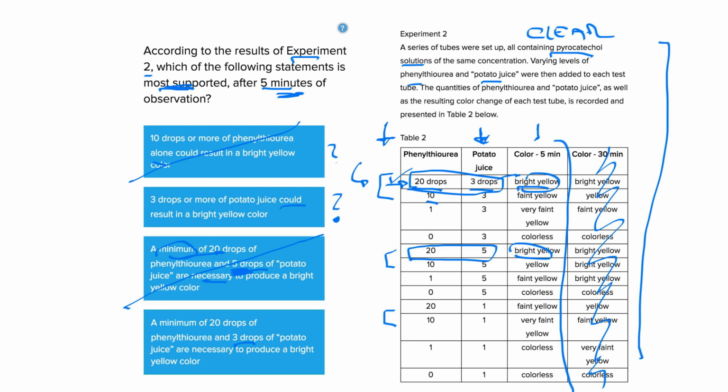So since 3 is less than 5, it would seem that what's most supported is that 3 drops of potato juice and 20 drops of phenylthiourea do produce bright yellow. So this seems like the right answer after all. This one is a bit vague. It doesn't include that the potato juice also needs a phenylthiourea to produce a bright yellow color when added to the pyrocatechol. So we can get rid of that answer choice as well.